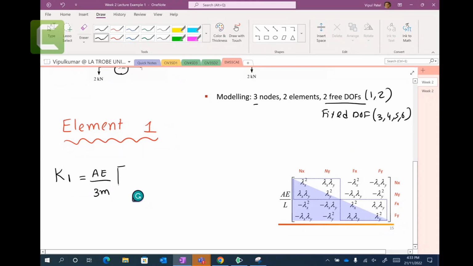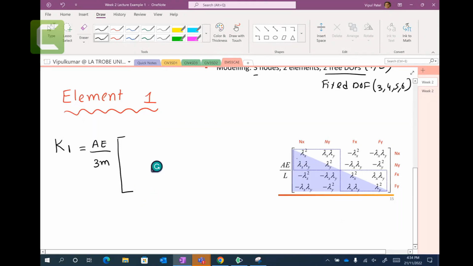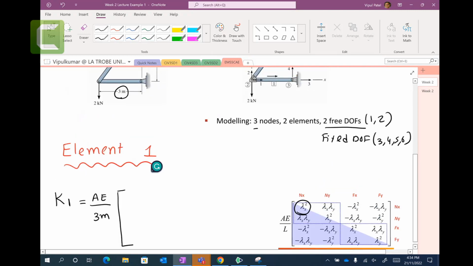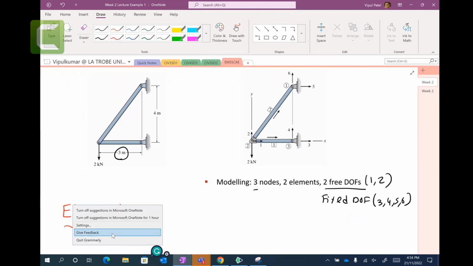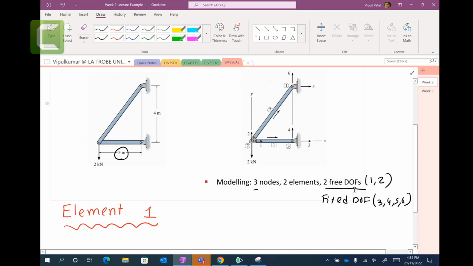Now we need to calculate lambda x. What is lambda x? I can explain that. Before going to this, let me explain that this is 0, 0 and this one is 3, 0. Do you understand these? Because your global coordinate system is sitting here. You can see this arrow, x and y. So here you have 0, 0.